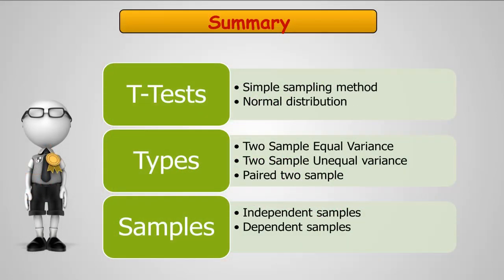So let's summarize what we've learned. T-tests, we have the simple sample method and for normal distribution. And we have 2 sample with equal variance, and we have 2 sample with unequal variance. And they both score and work, of course, slightly differently. And then finally we have our paired 2 sample, where we're looking at essentially before and afters. The most important thing around it is sampling. Are the samples independent, or are the samples dependent on one another?